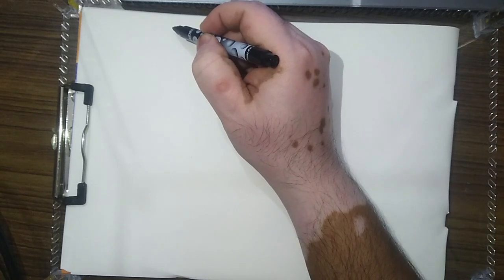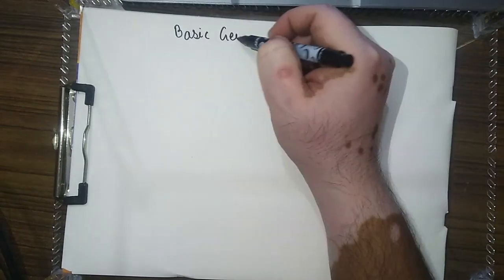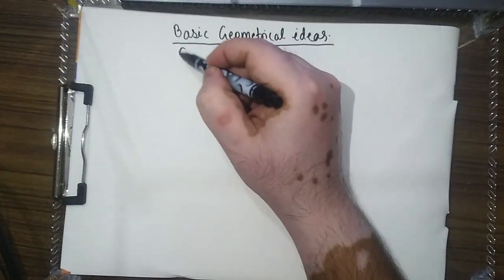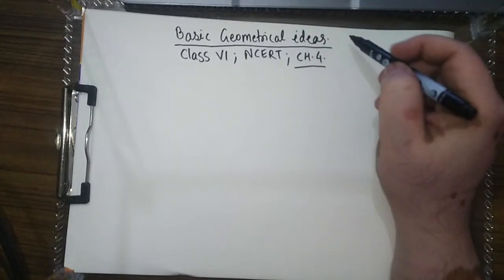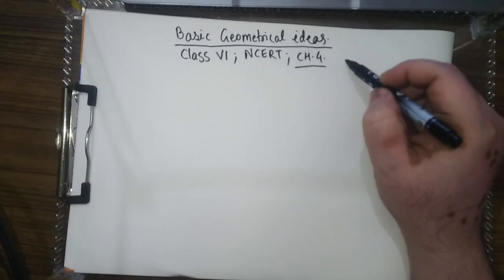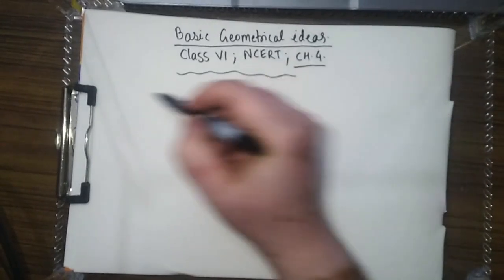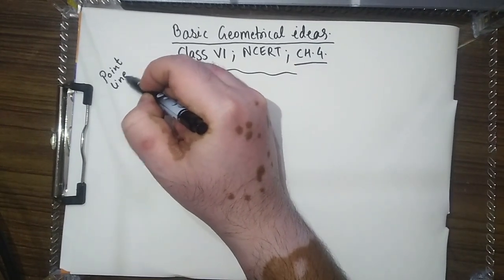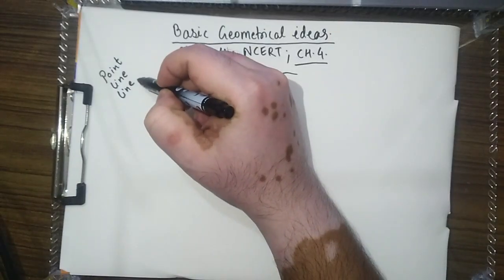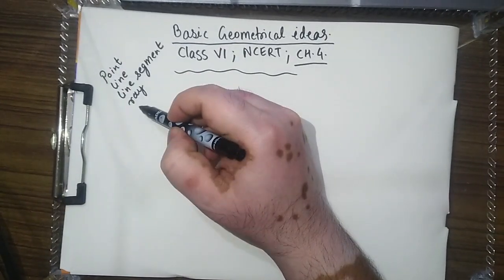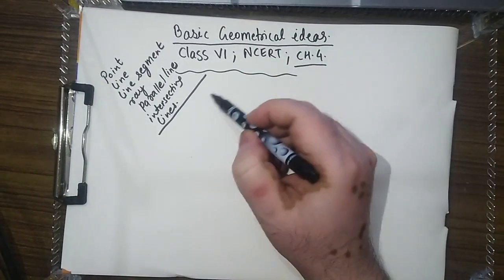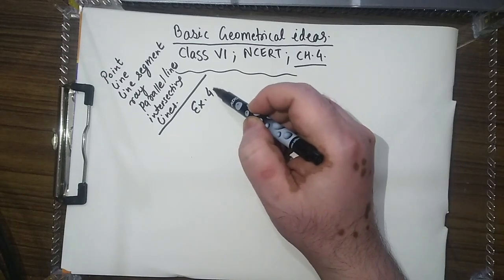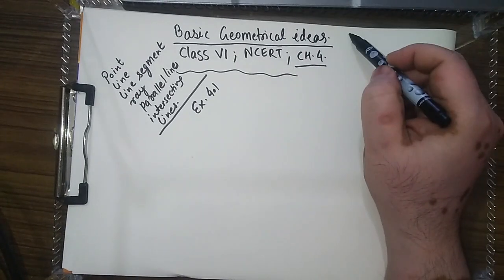So we are going to discuss basic geometrical ideas. This topic is from class 6 NCERT chapter 4. Assuming that you understand the meaning of point, line, line segment, ray, parallel lines and intersecting lines, we will start exercise 4.1.